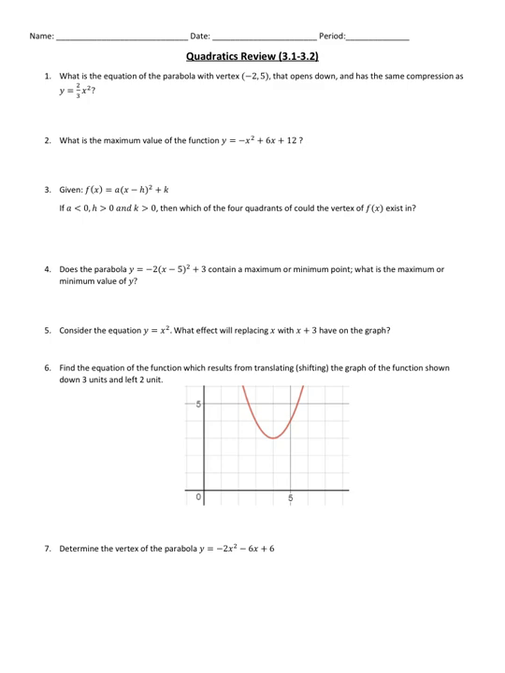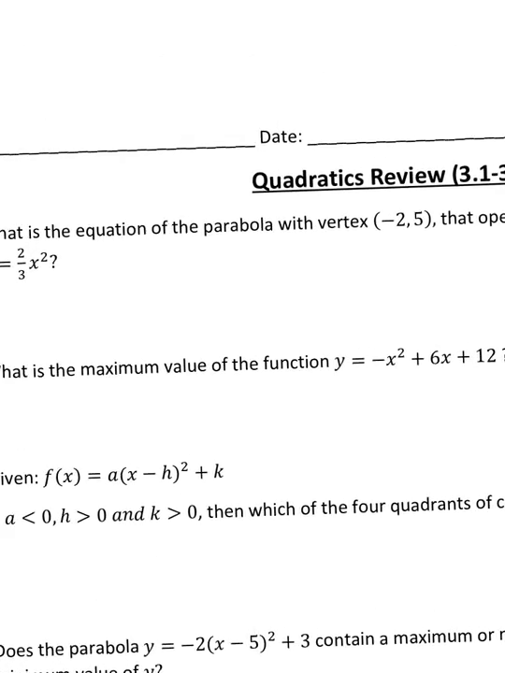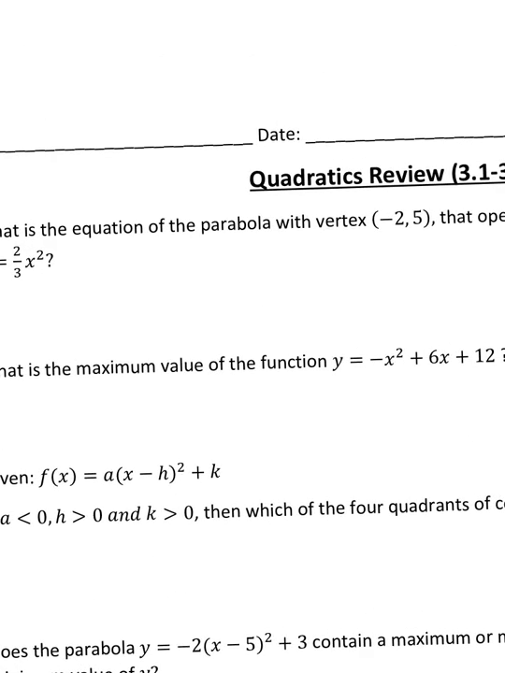So number one, what is the equation of the parabola with a vertex of negative 2, 5 that opens down and has the same compression as y equals 2/3 x squared? Okay, so if it says it has the same compression of that, you're going to write that same number, 2/3.